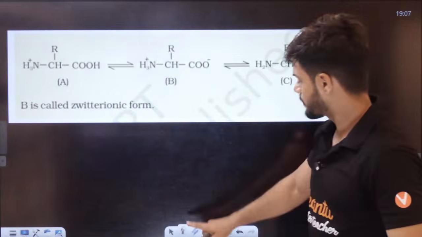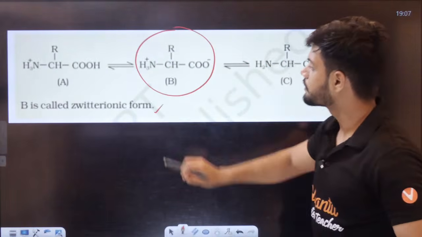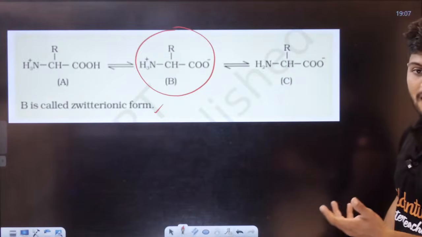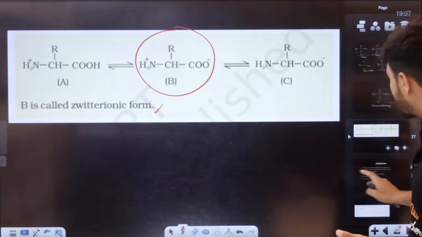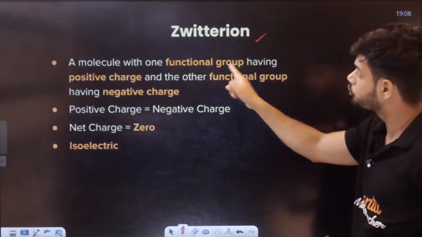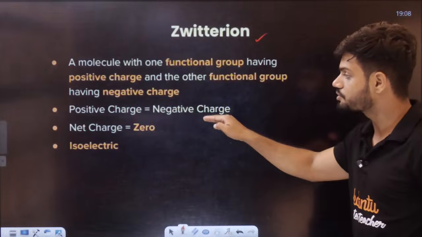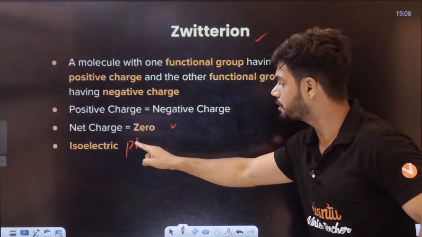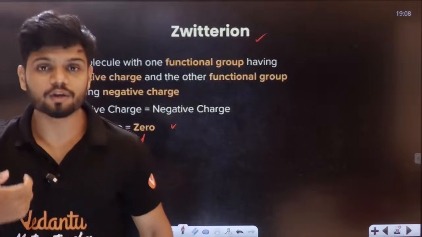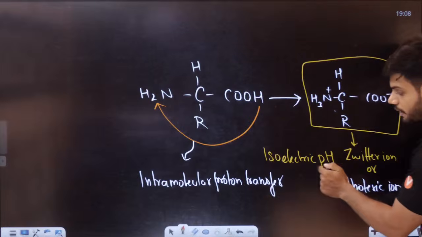See, can you see, students, here? All of you. This is called Zwitterion right now, which has a partial positive and negative charge. Zwitterion formation happens. So what is a Zwitterion? A Zwitterion is nothing but a molecule with one functional group having positive charge and the other functional group having negative charge, and the net charge is going to be 0 at isoelectric pH. Done. That is called Zwitterion, students. Zwitterion is formed at an isoelectric pH like this.